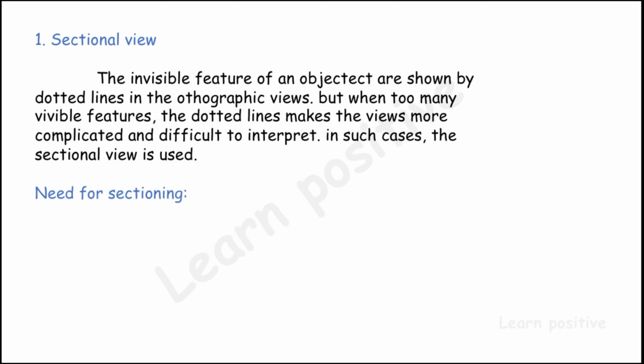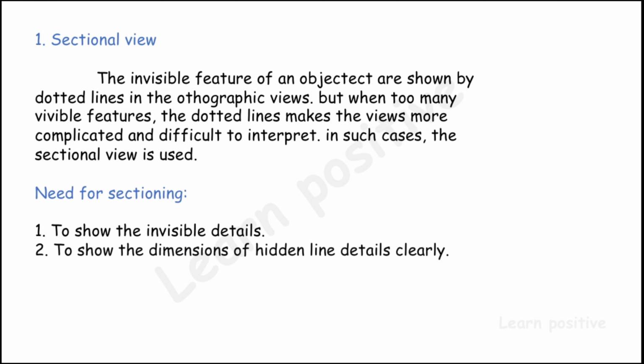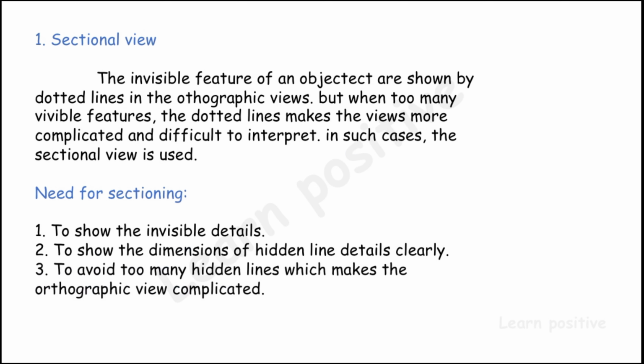So why do we need sectioning? What are the needs of sectioning? It is used to show the invisible details of the object, and to show the dimensions of the hidden line details clearly, avoiding too many hidden lines that make the orthographic view complicated.